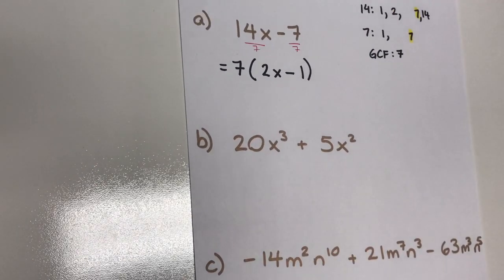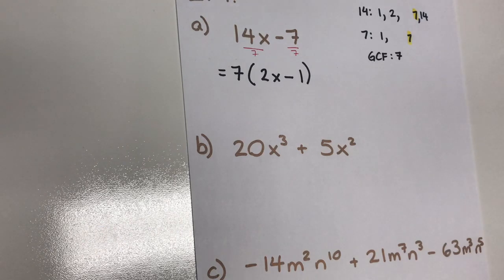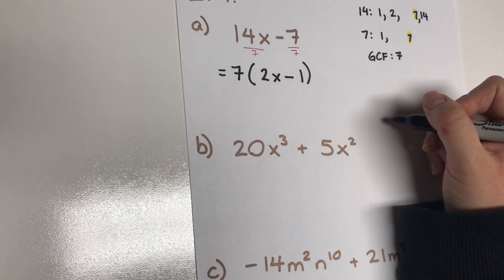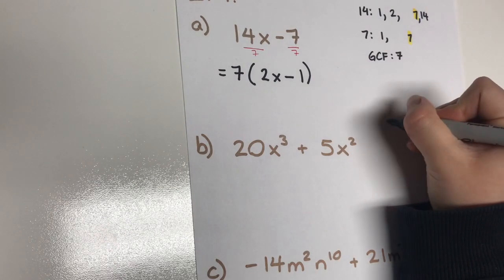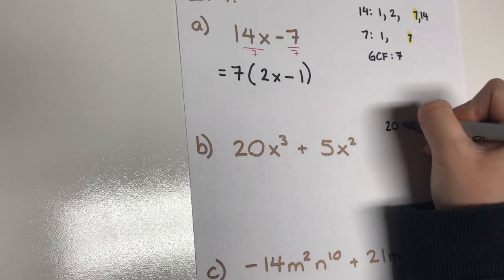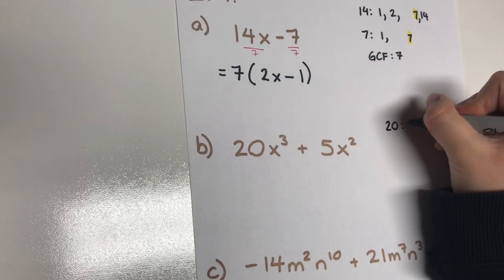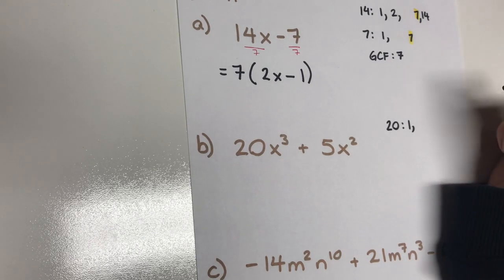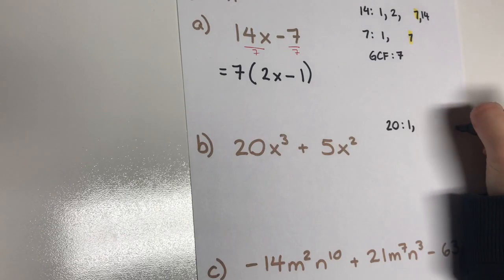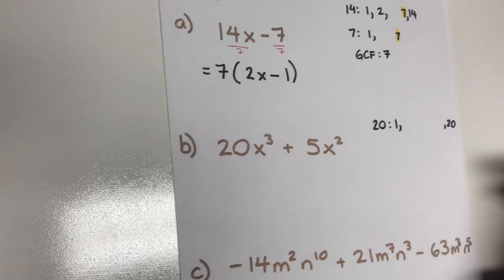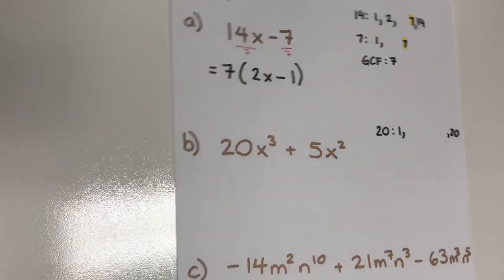Let's take a look at example B. So this is also common factoring. So I'm going to look for common factors. I'm going to look at the coefficients and list their factors. So the factors of 20. I know that 1 is a factor of every number. So 1 times 20 is 20. So I know that that's a factor.